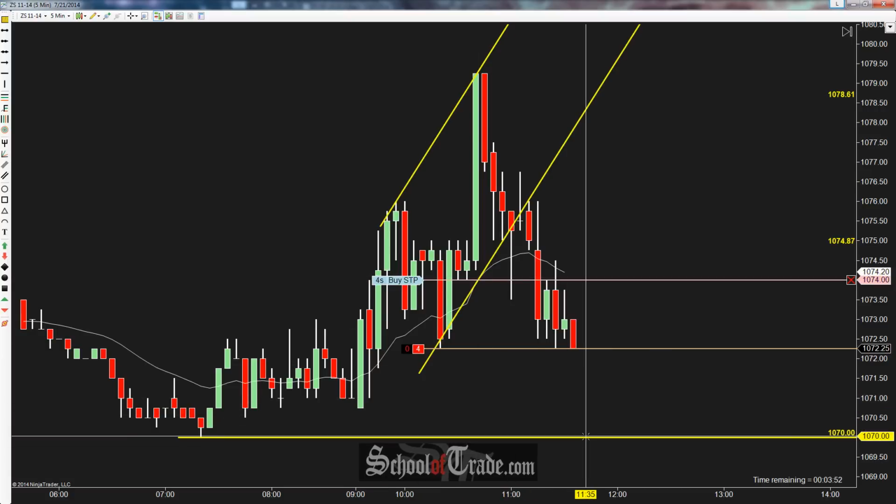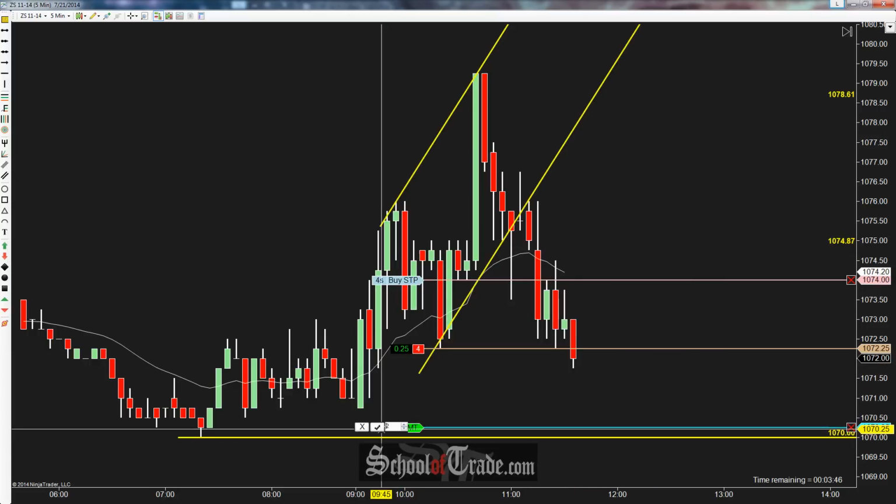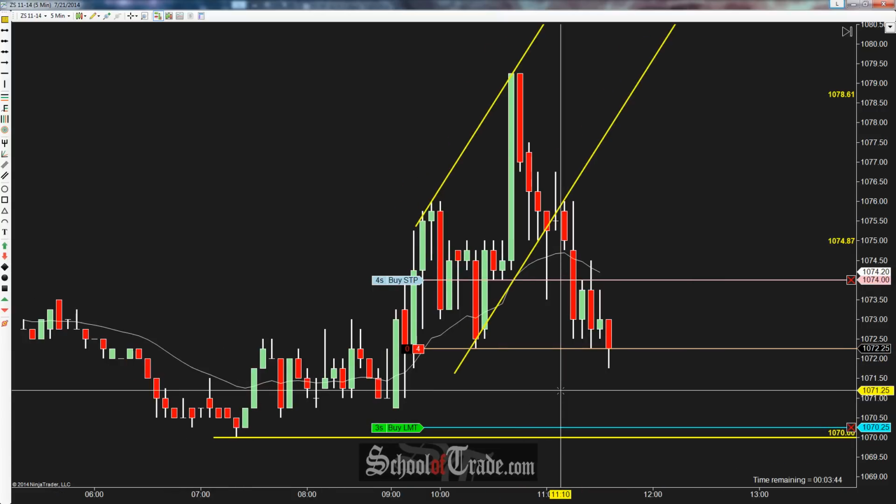Now, our first target's going to be at the low of day, at 1070. We're going to go one tick ahead of that, 1070 quarter. Let's place a buy limit there for 3 contracts. That'll give that order there.